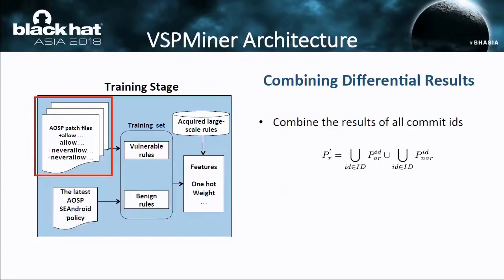So finally, we get two parts, right? And we want to combine them all together. So we use this formula, this equation, to combine the results of all the commit IDs together. And finally, we get R prime, which is the result of all the commit IDs.